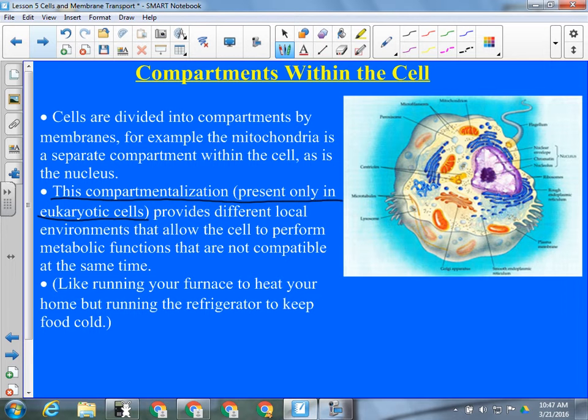If I'm a prokaryotic cell or my house is a prokaryotic cell, I have to find a happy medium for all three of those processes. Well, yeah, I'm not going to do any one of those jobs very well.